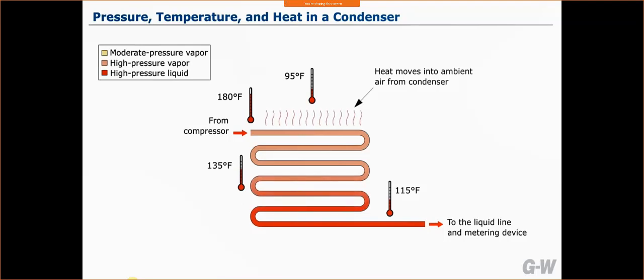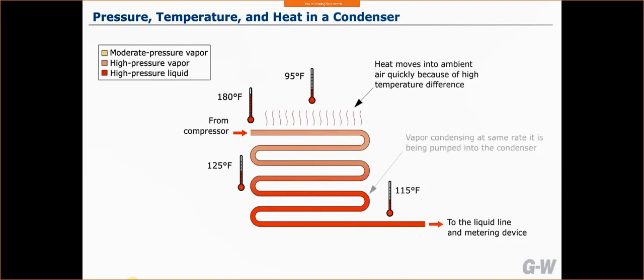Eventually, operation stabilizes. In the unchanging volume of a condenser, pressure is equal throughout. However, temperature differences exist. Once enough heat flows from the refrigerant into ambient air, the condenser's refrigerant vapor condenses into liquid. This occurs at a steady rate based on the vapor being pumped into the condenser.